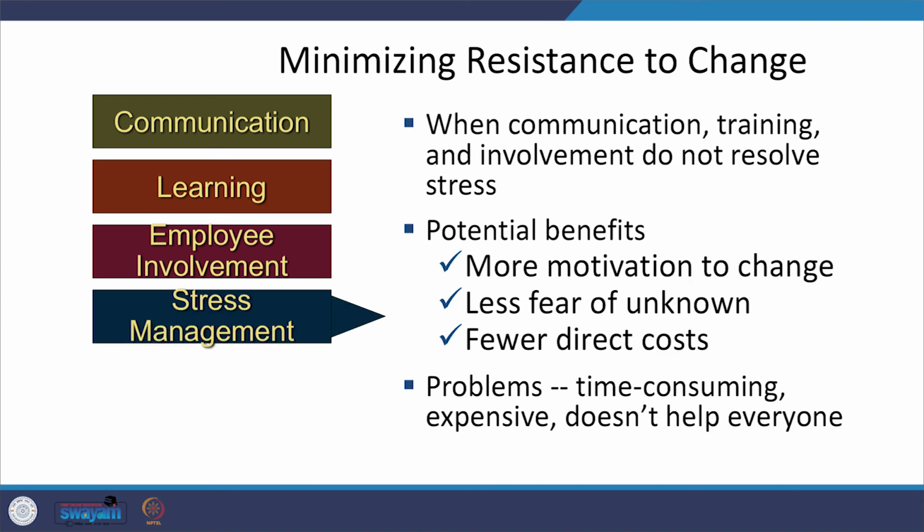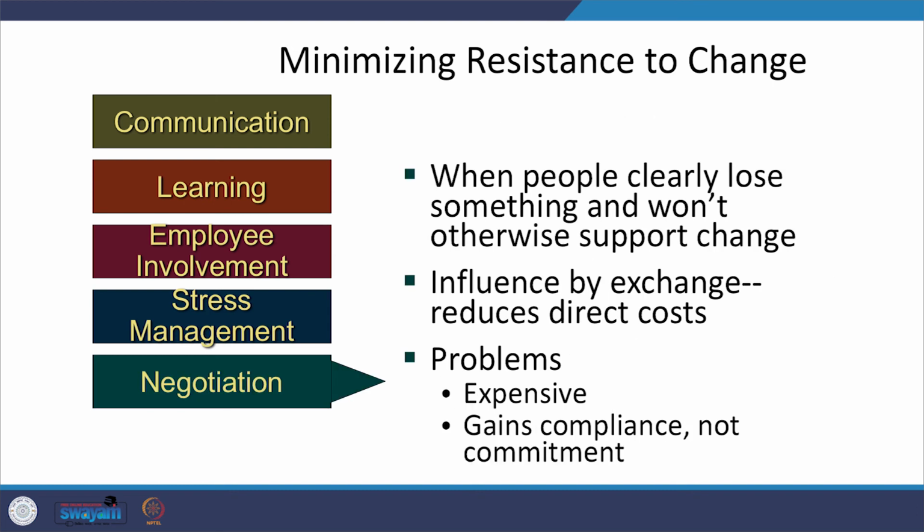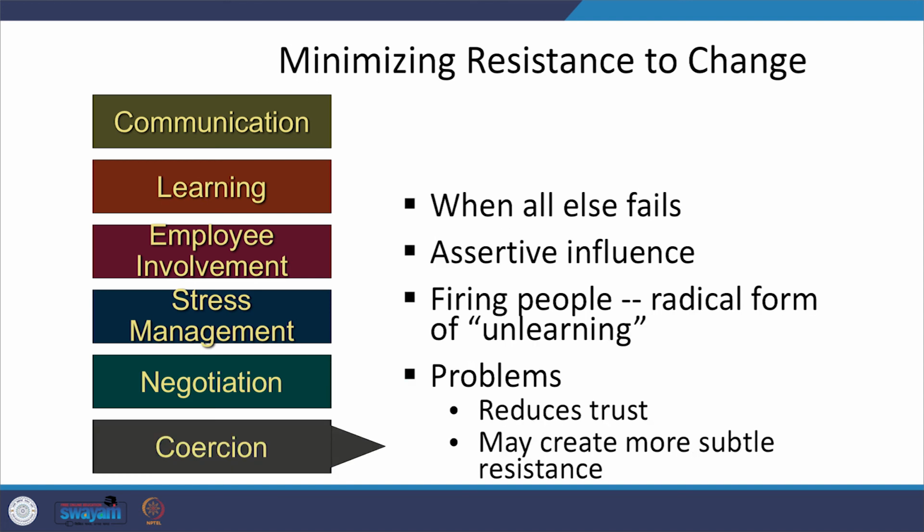Stress management, when communication, training and involvement do not resolve stress: potential benefits are more motivation to change, less fear of the unknown, fewer direct costs; problems are that it is time consuming, expensive, and does not help everyone. Then next is negotiation, when people clearly lose something and won't otherwise support change: influence by exchange, reduces direct cost; problems are that it is expensive and gains compliance, not commitment. And coercion, or force, when all else fails: assertive influence, firing people, a radical form of unlearning; problems are that it reduces trust and may create more subtle resistance.